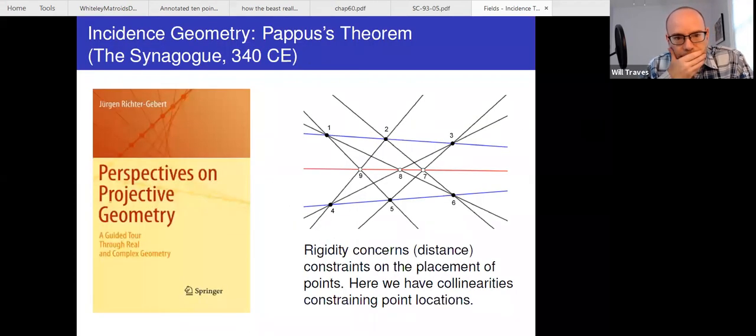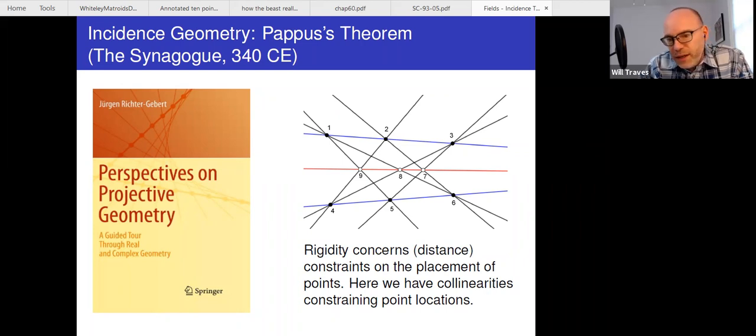So let me start with one of the first theorems in incidence geometry, Pappus's theorem. Pappus's theorem you can find in his book, which he calls The Synagogue. The synagogue is like a collection of things. And the collection of things that he's talking about is a collection of Greek geometric results that have been known for hundreds of years by the time that he's talking about them.